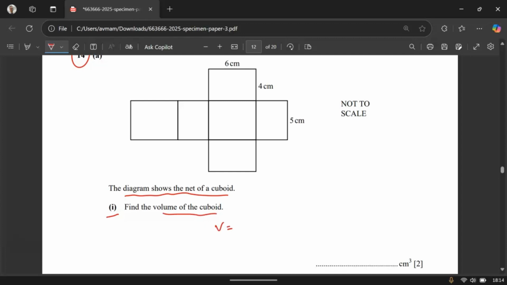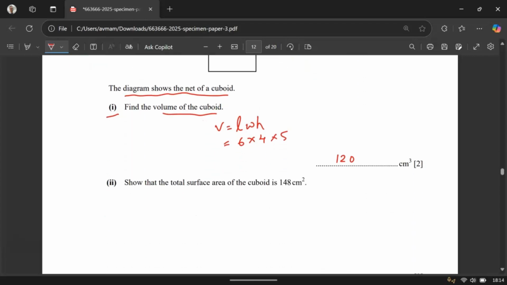So the volume is length multiplied by width multiplied by height. So you need to multiply these three numbers. That is 6 times 4 times 5. And when you do so, you will get 120 cubic centimeters. You can use a calculator.